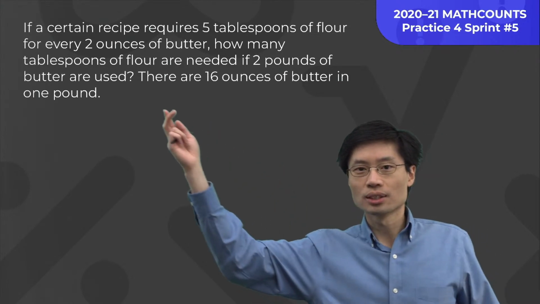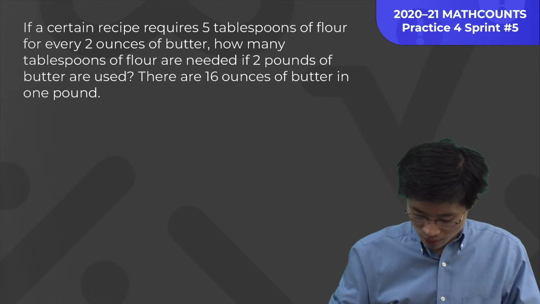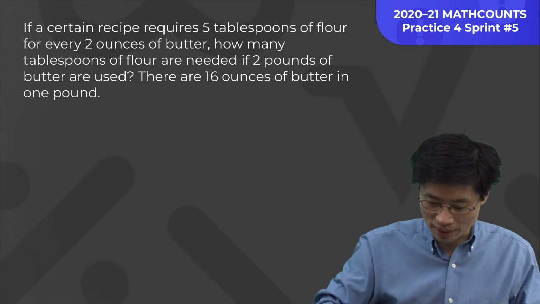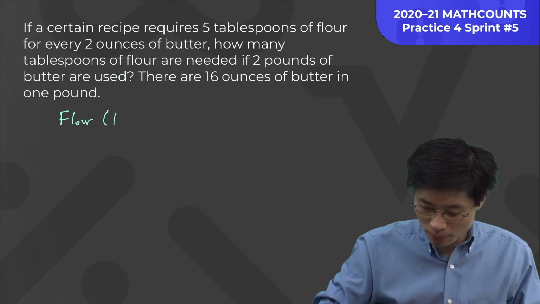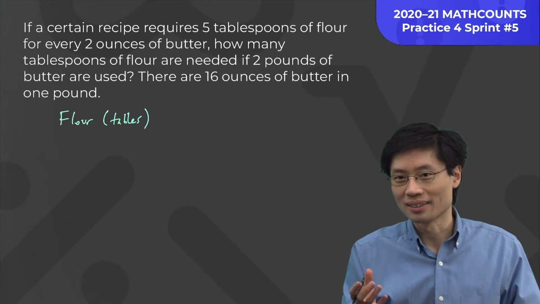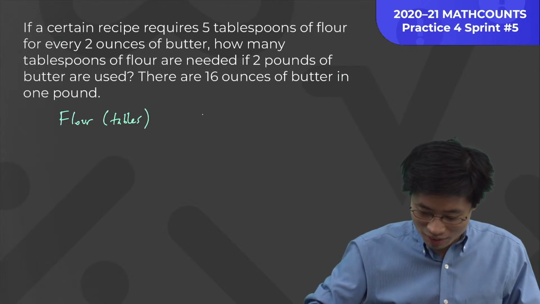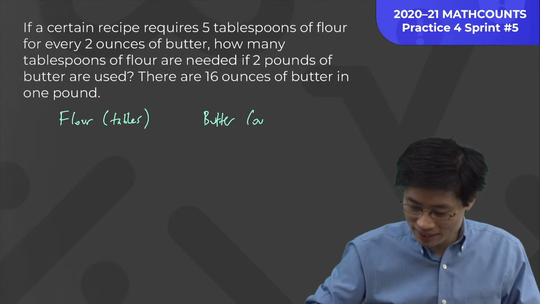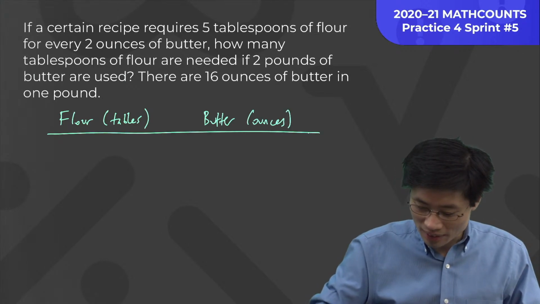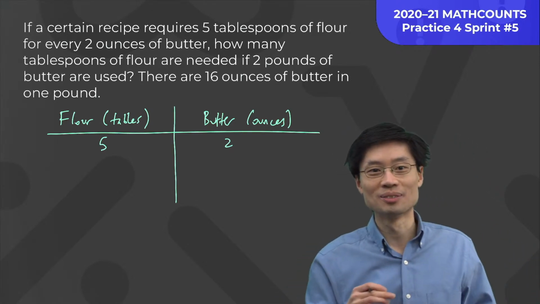Well, let's see. So I have 2 ounces of butter, 5 tablespoons of flour. I often, just to make sure I don't make a mistake, I like to label things. So if I have flour, and these are tablespoons. Table doesn't mean like tables of flour. It means like tablespoons of flour. Tablespoons of flour, and you have butter, which is in ounces. Okay. Then if I have 2 ounces of butter, it's 5 tablespoons of flour.